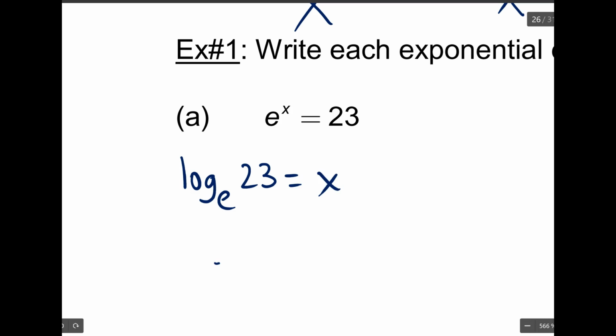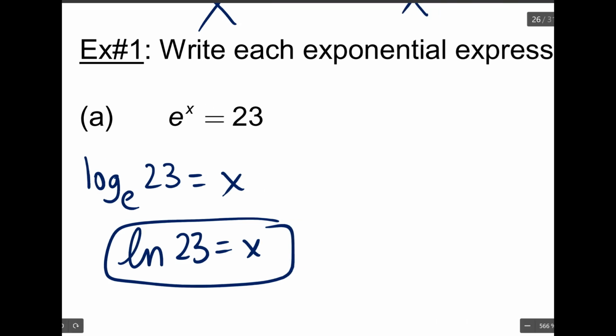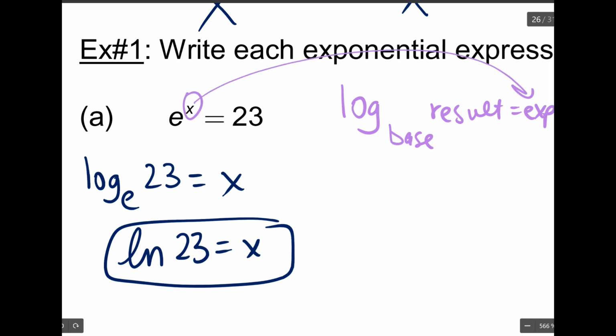All right, so another way of saying that is ln of 23 equals x. If you're confused, literally just pause. To write it in log form, it's log of the base, log base result equals exponent. Here was my exponent, so I put it on the other side of the equal sign. E was my base, and 23 was the result. E to the x power was 23.